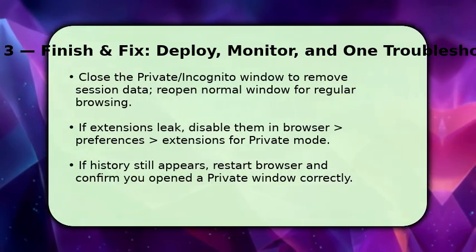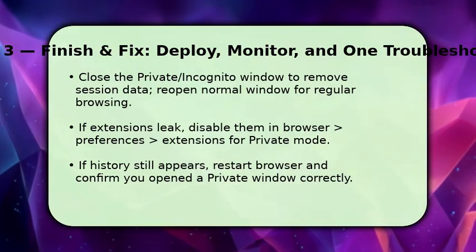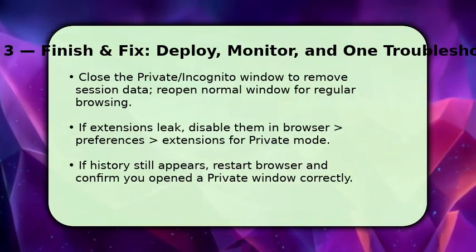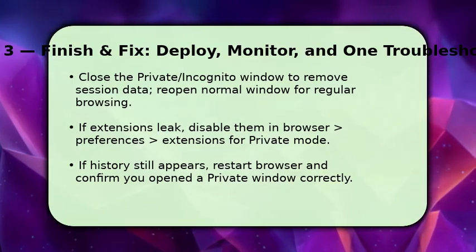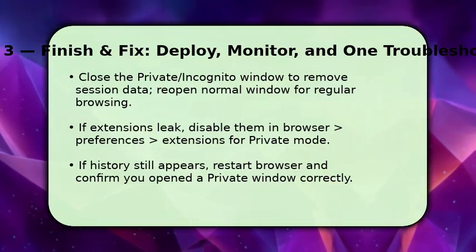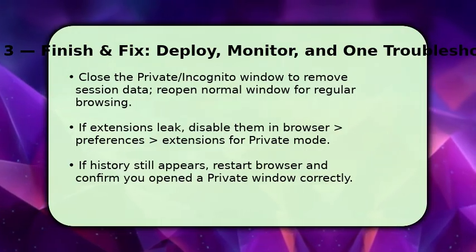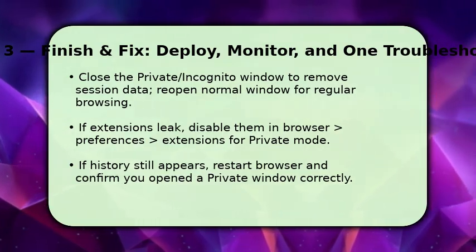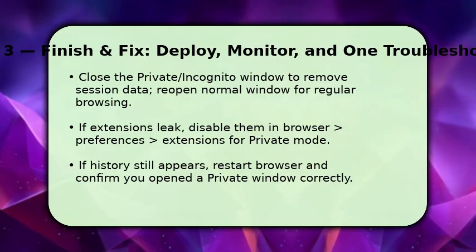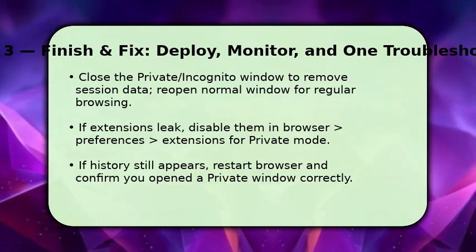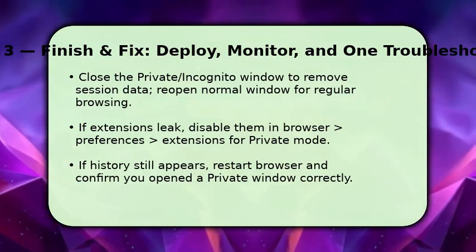If you see saved items or activity, make sure extensions aren't allowed in private mode. Go to Preferences, Extensions, and disable them for private. If problems persist, restart the browser and repeat Shift-Command-N. Sometimes an incorrectly opened window looks private but is not. That restart usually resolves lingering history or cookie issues.